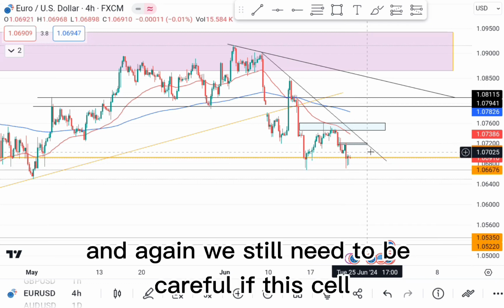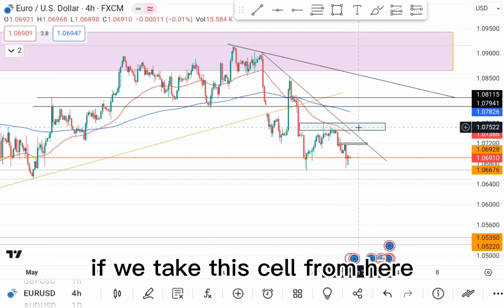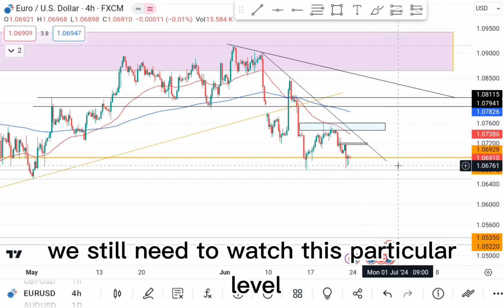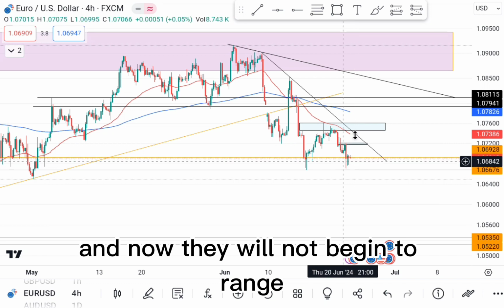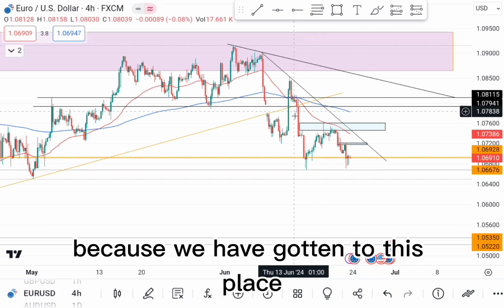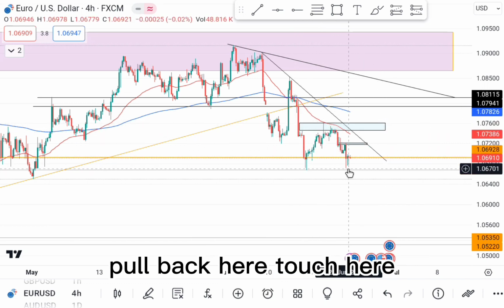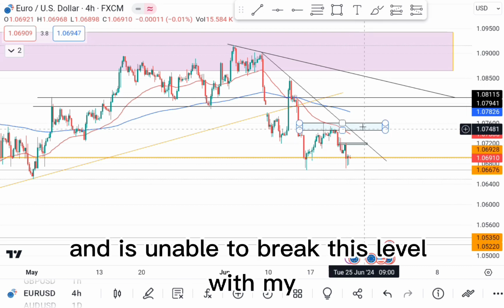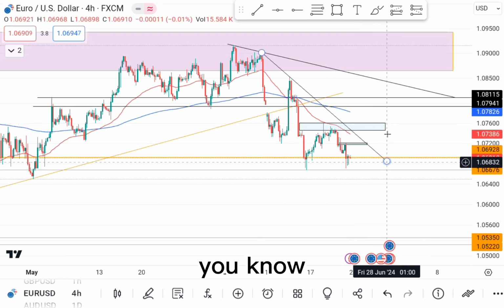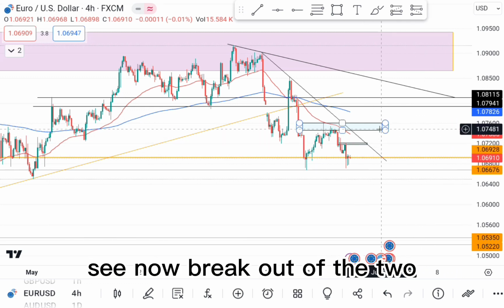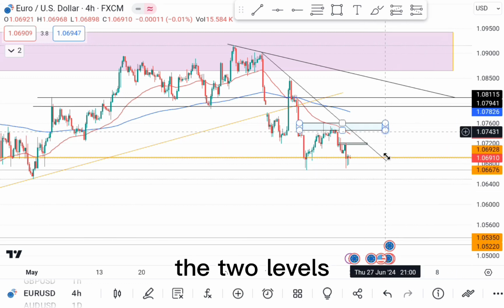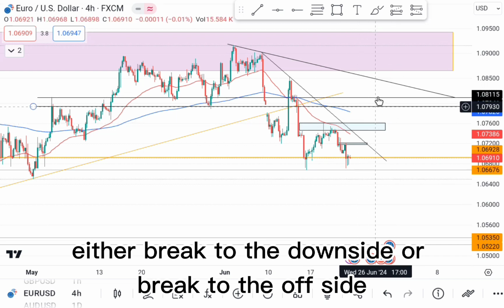And again, we still need to be careful. If we take the sell from here, we still need to watch this particular level, because the sell might get to this place and we begin to range, because we have gotten to this place, pulled back here, touched here. If it's unable to break this level, it might trap us in a range until it breaks out of the two levels, either to the downside or to the upside.